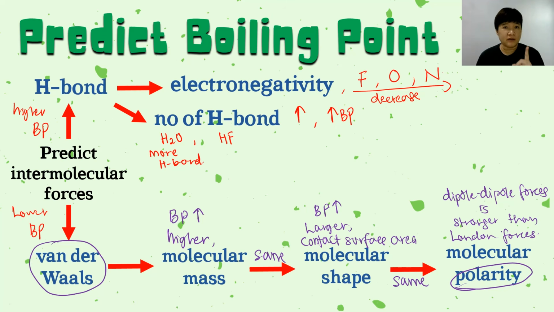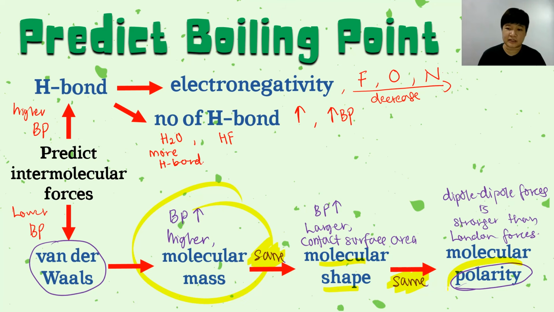Bear in mind, van der Waals forces are highly affected by the molar mass. Therefore, the first thing you check is the molecular mass. If the molecular mass is the same, then only you check the molecular shape. If the molecular shape is the same, then only you check the polarity. So that is how we predict the boiling point in a question that has a few molecules.